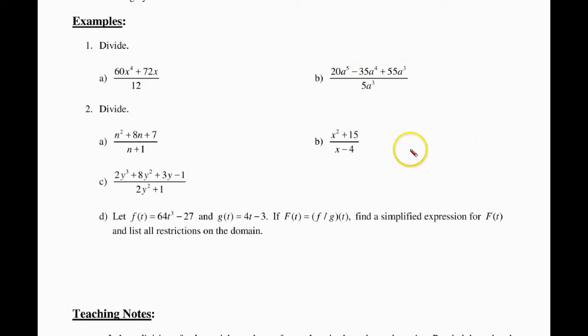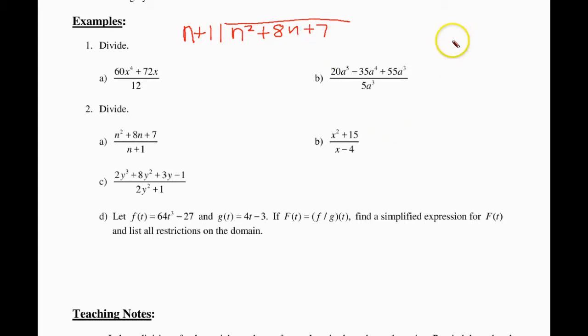Now, when we do division in which there is a binomial in the denominator, we have to use a method called long division. And you set it up like so. N plus 1 divided into n squared plus 8n plus 7.